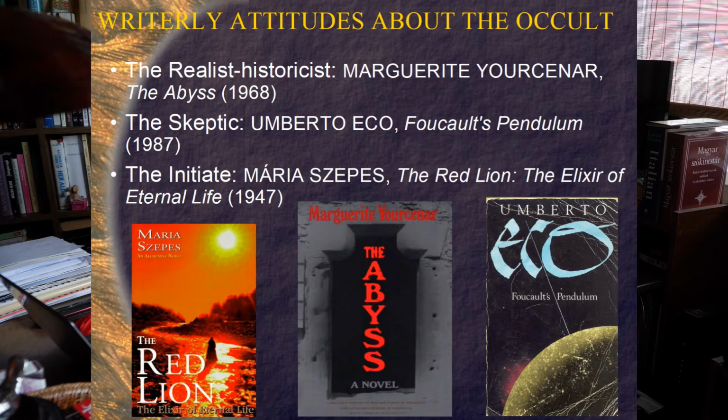Now finally, the third type of writer using esoteric themes is the initiate, who is an insider, and with better or worse literary qualities, he or she tries to fuse his or her ideas and beliefs into literary fiction. A good example for that is Mária Szepes, a Hungarian woman writer, who published many fascinating novels, and probably the best one, published in 1947, is called The Red Lion, The Elixir of Eternal Life, or The Story of Alchemy. It has various English titles, and it does have an English translation.